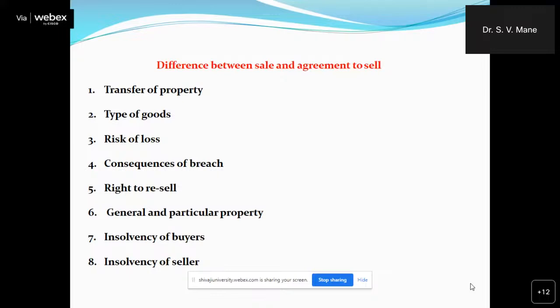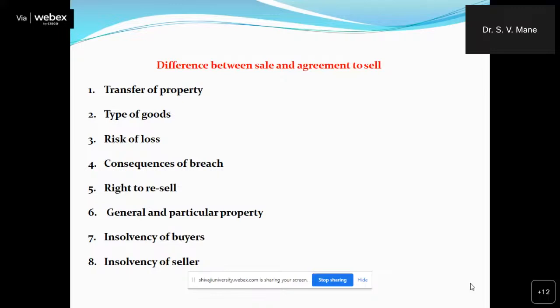Then types of goods. In sale, goods can be existing or specific, and an agreement to sell is mostly about future or contingent goods. This kind of difference is from the types of goods.